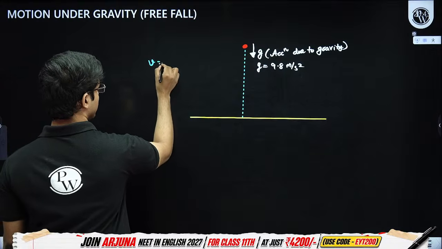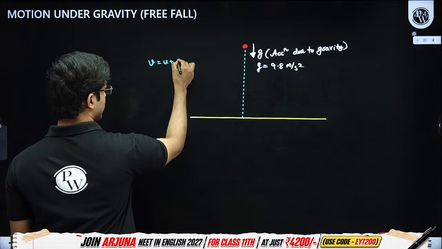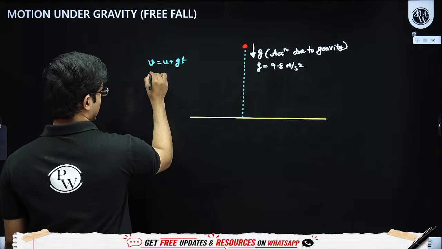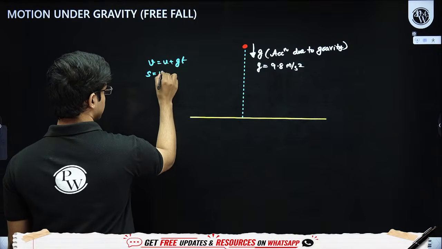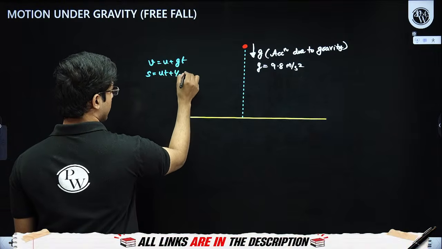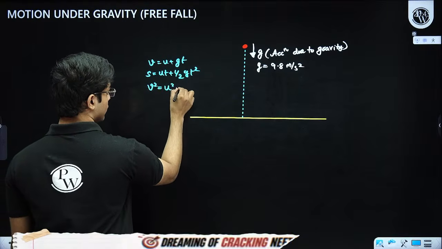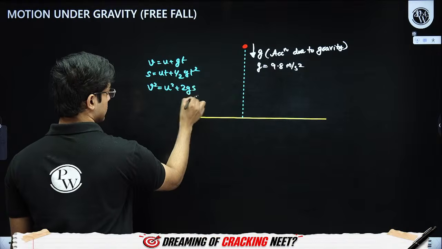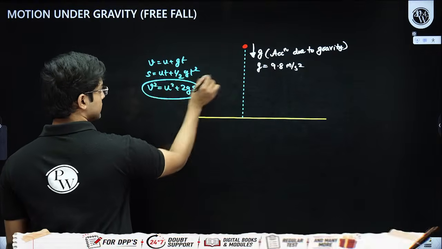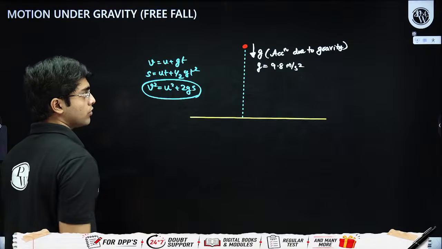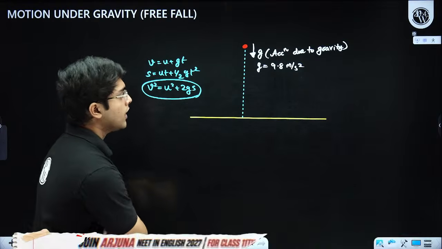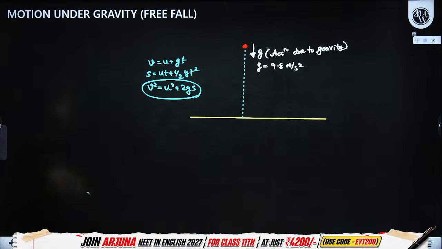So v equal to u plus at, instead of at, it will become gt. The displacement equation becomes ut plus half gt square. And the third one becomes v square equal to u square plus 2gs. This is a y direction motion, so you need to understand that also. Other than that, everything is the same. There is no difference from the previous questions we did.